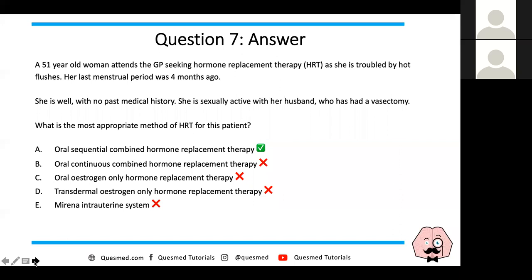We wouldn't obviously give her C, oral estrogen only. There's no mention of her having had a hysterectomy, so we do need to give her a progesterone component as well. So C is not appropriate. D, transdermal estrogen only, for exactly the same reasons. We do not give unopposed estrogen. And a Mirena intrauterine system is not going to help her symptoms of hot flushes. Mirena gives off progesterone, and like we said, it's the estrogen that we need to combat those symptoms. So Mirena's not going to be of any help with her symptoms.